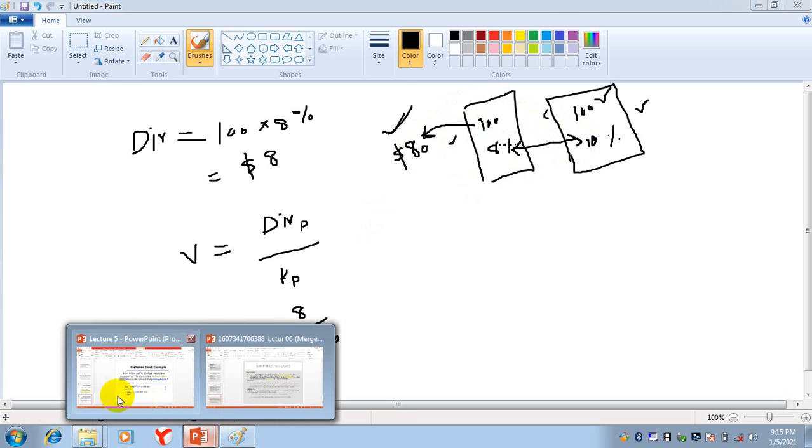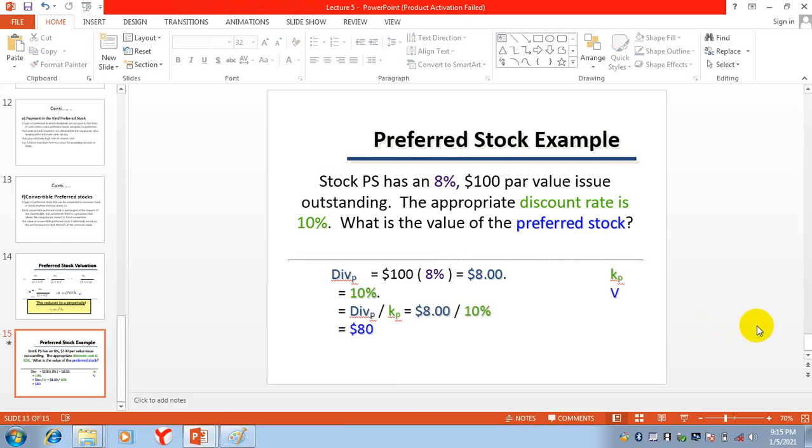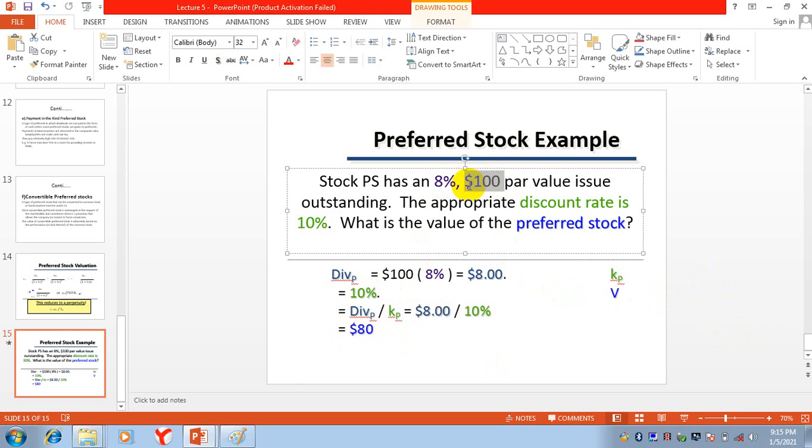So this is about the preferred stock valuation, a very simple formula: dividend divided by Kp. In this way you can calculate the value of this bond. And I told you why its value is $80, the value of your bond. You purchased it, its face value was $100, but today its value is $80.